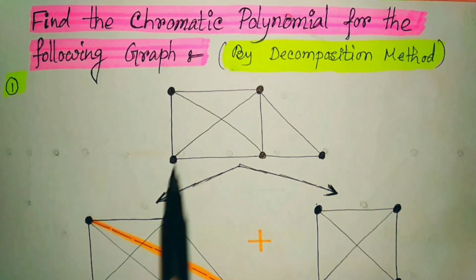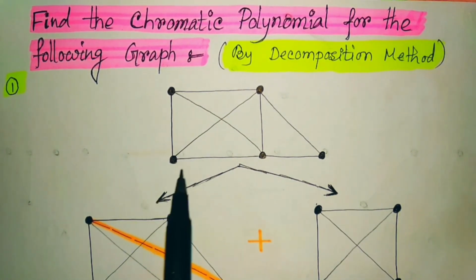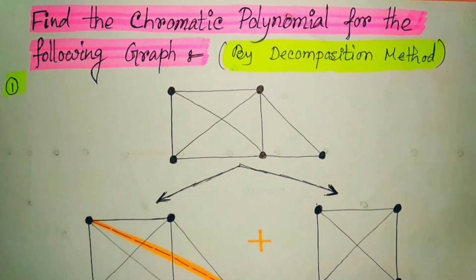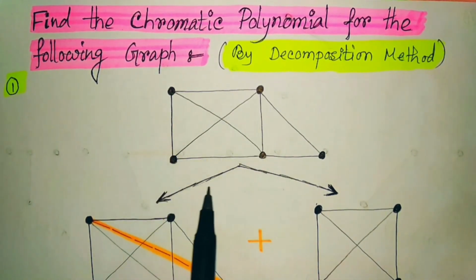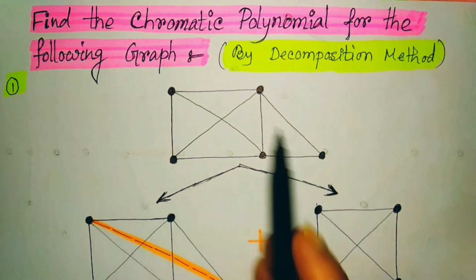So the first problem is this one. In this graph, a total of 5 vertices are given. And we should observe this graph very carefully. So this one is not a complete graph. For this graph, we are going to find the chromatic polynomial using the decomposition method. So this one is not a complete graph because this vertex has degree 2. It should have degree 4. Then we can say this one is complete.